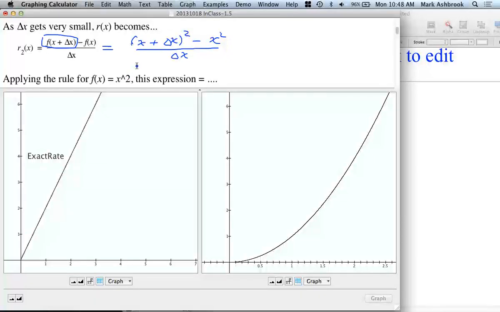Do you always apply the rule in this way to get the exact rate function, or is it only something simple like x? No, yeah, good question. Any original accumulation function is going to have this same average rate of change function. And so you can do it not just for simple functions, it's for all functions.